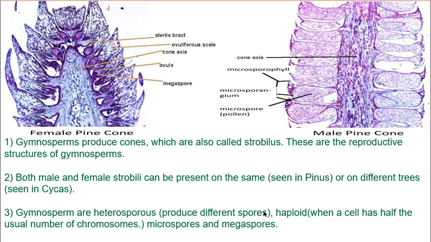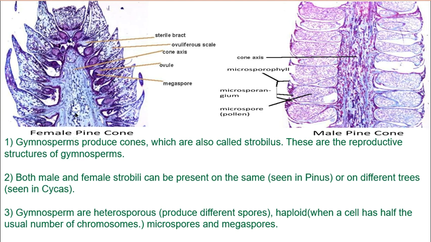So, moving forward, this is the diagram in which we can see a female pine cone and this is a male pine cone. Now, how do they look like this? In the previous slide, we saw the cones looking somewhat different. Here what we have done is taken a longitudinal section of the cone. So, it will look like this, and the male cone will look like this.